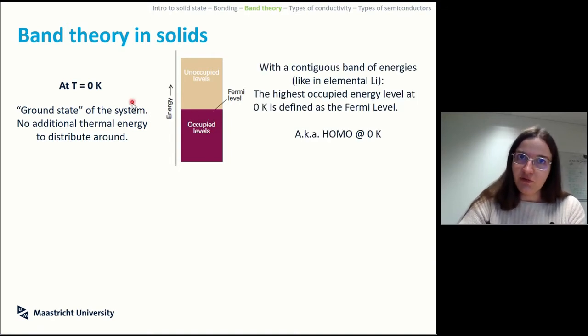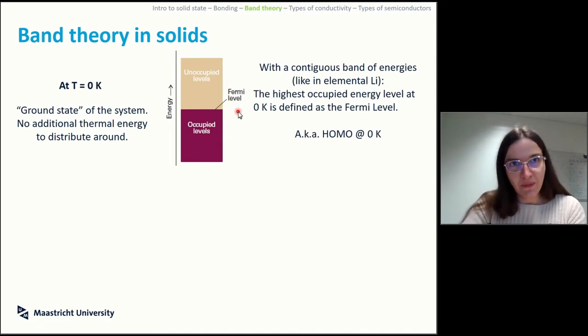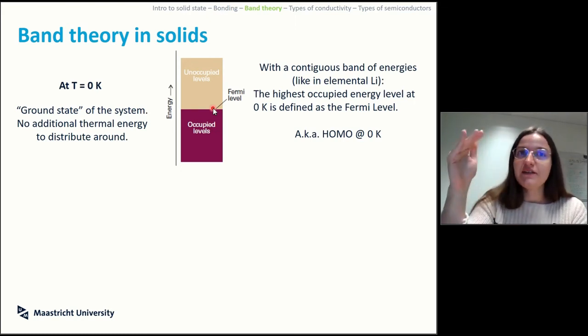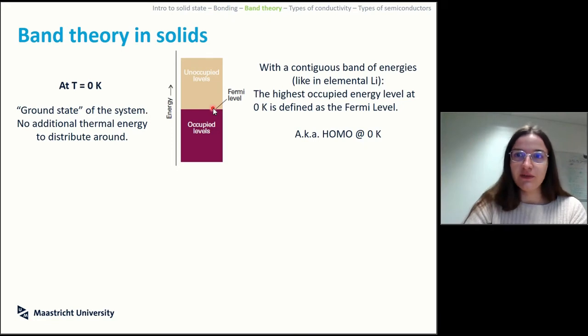At this level, when you are at 0 Kelvin, this level of energy that you can see over here is called the Fermi level. The Fermi level is the last point you occupy with electrons at 0 Kelvin. So that's your HOMO level for 0 Kelvin. Anything that is above the Fermi level at 0 Kelvin is completely empty. Anything that is below is completely full. And that's it.